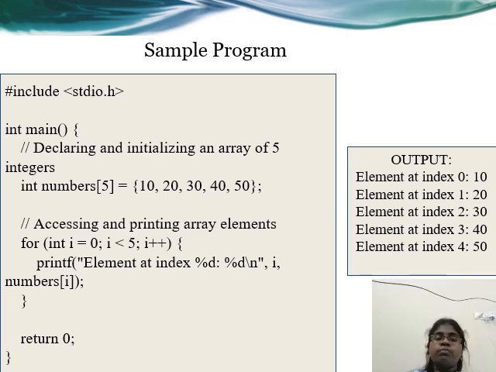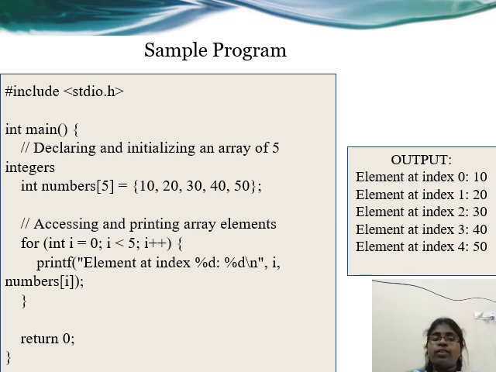Element at index %d: %d \n. It indicates that both the index and the value are integers. Here i is the integer variable, and numbers[i] is the representation of the element, with the index starting at 0. Then we go to the return statement. It indicates the given program has ended and tells the compiler to stop the program.